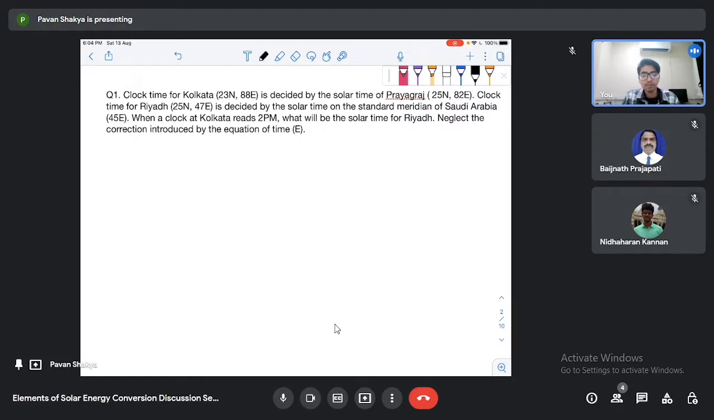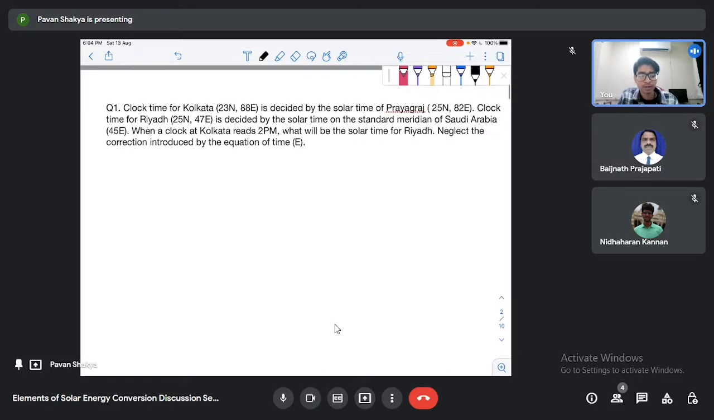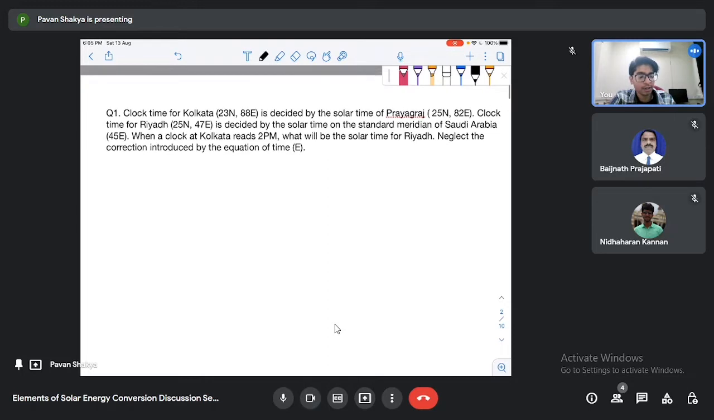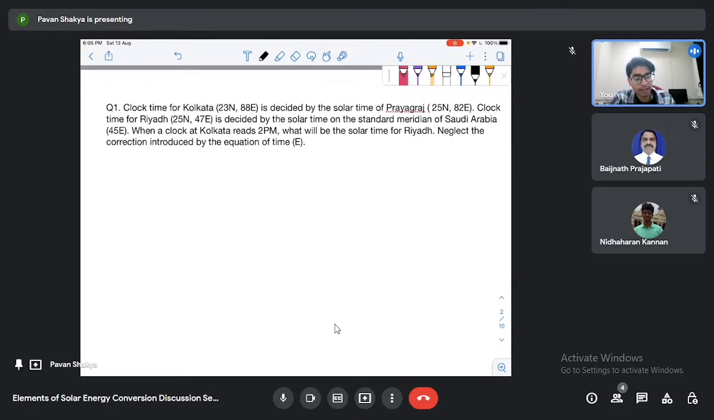So the first problem is: the clock time for Kolkata is decided by the solar time of Prayagraj, where the longitude and the latitude are given. Clock time for Riyadh is decided by the solar time on the standard meridian of Saudi Arabia. When a clock at Kolkata reads 2 p.m., what will be the solar time for Riyadh? Also, it is given that we neglect the correction introduced by the equation of time.